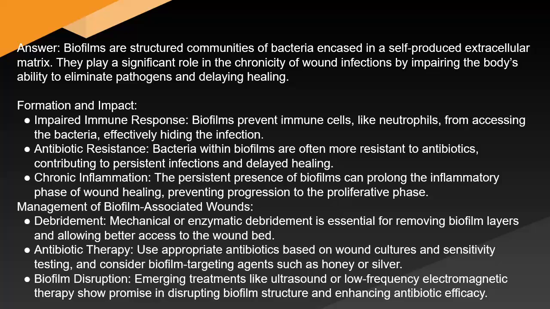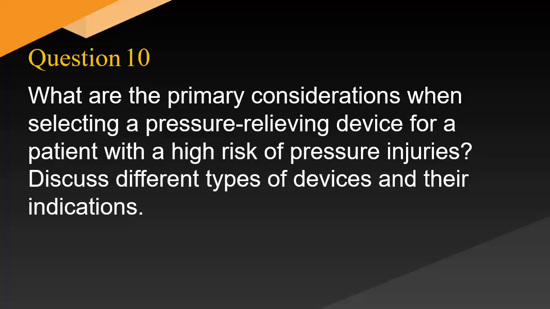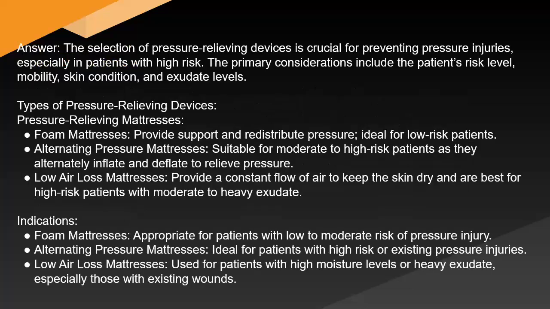antibiotic efficacy. What are the primary considerations when selecting a pressure-relieving device for a patient with a high risk of pressure injuries? Discuss different types of devices and their indications. Answer: the selection of pressure-relieving devices is crucial for preventing pressure injuries, especially in patients with high risk. The primary considerations include the patient's risk level, mobility, skin condition, and exudate levels.